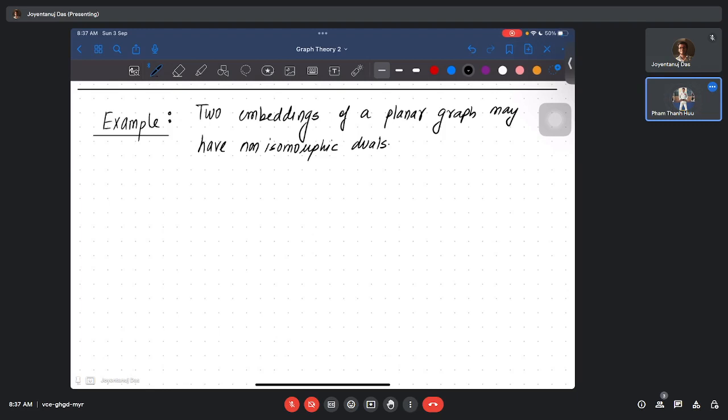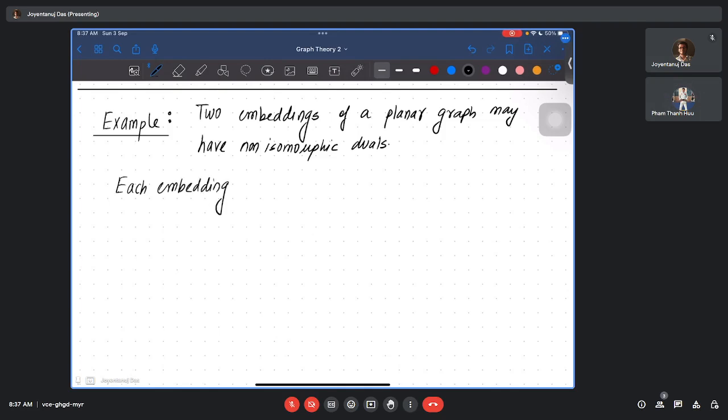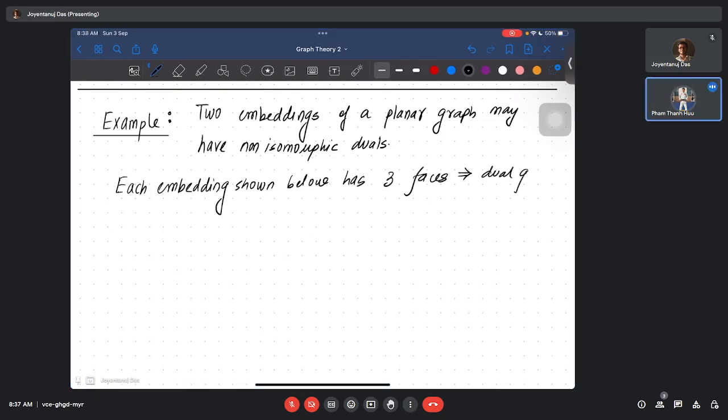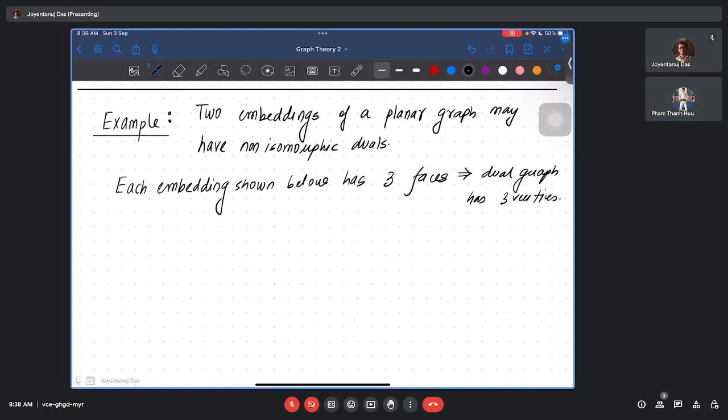So let us draw and see an example. Each embedding shown below has three faces. So this will imply the dual graph has three vertices, right? Let us see the graph or the embedding.